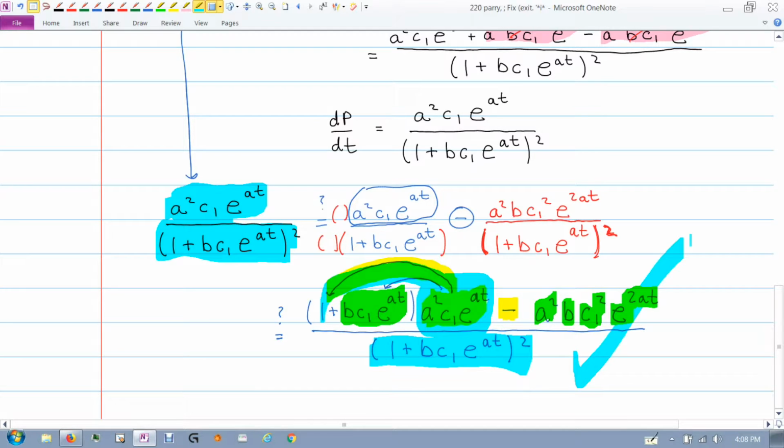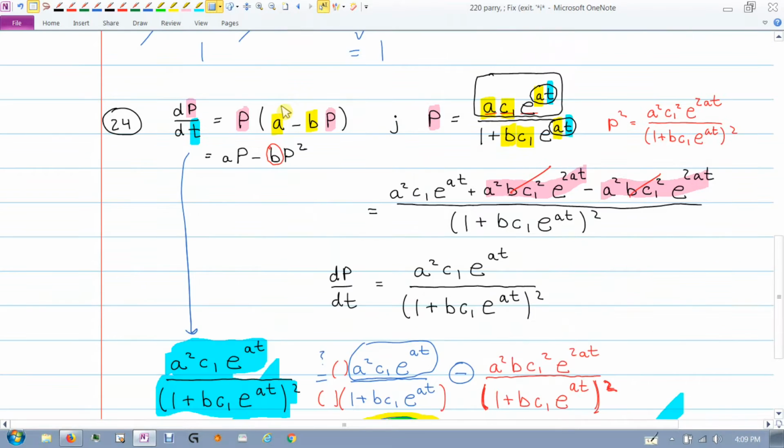So check it, check it. I'm not going to do the work. There's just a little bit more to do, but you can see it's going to happen. Awesome. All right, where am I? That was number 24.